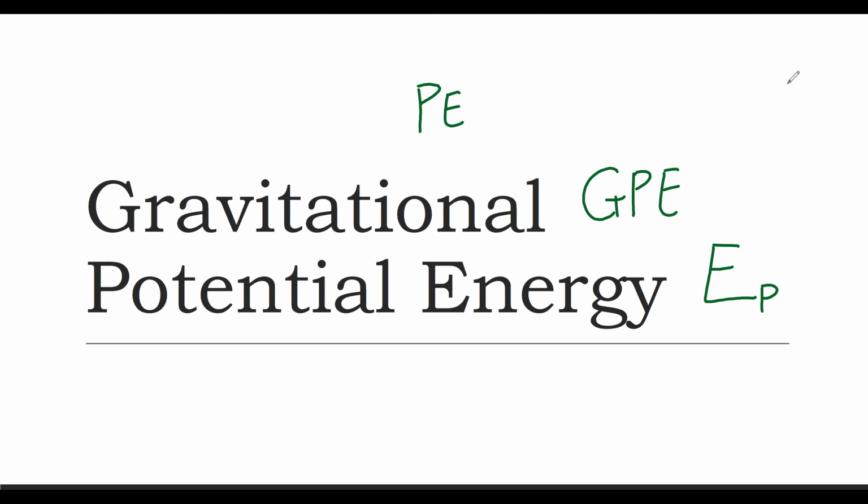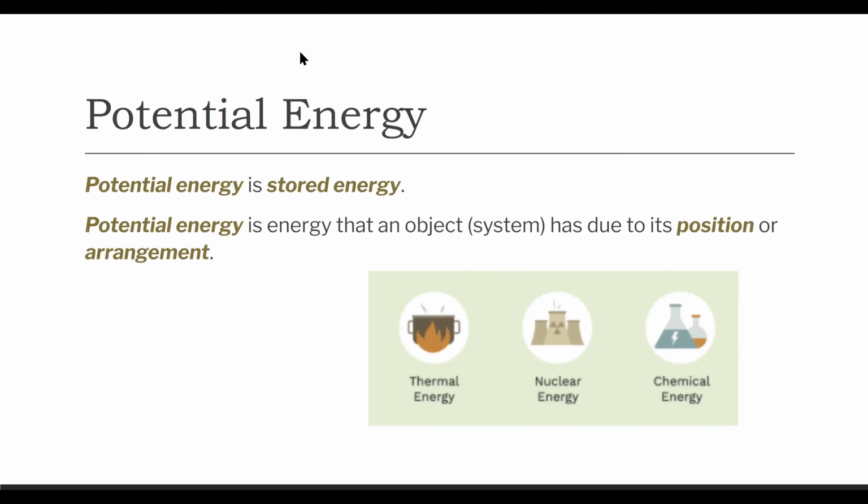All right, so that is potential energy. Let's talk about what it is. We already know, or hopefully, because we talked about this last week, that potential energy is stored energy, okay? Stored energy. It has to do with position or arrangement. Don't worry about this, but this is not correct. That is a type of kinetic energy, but nuclear and chemical are.